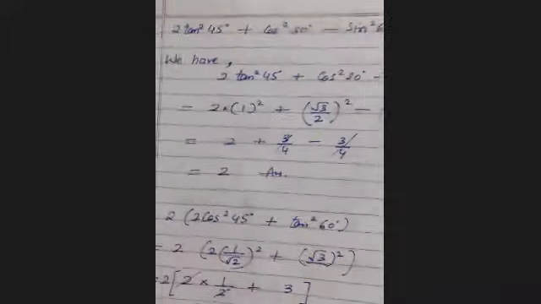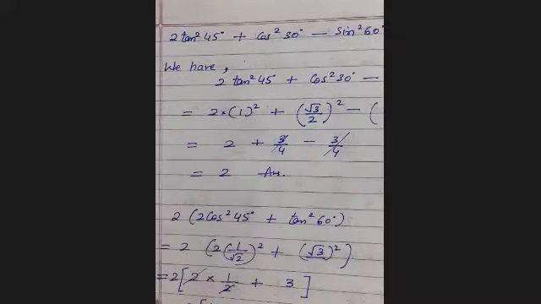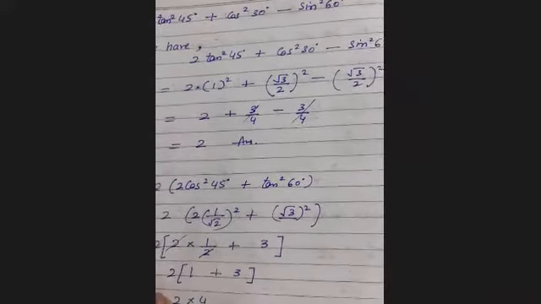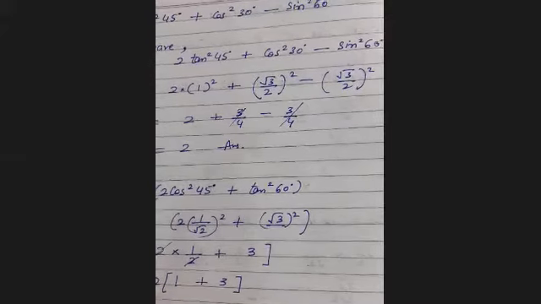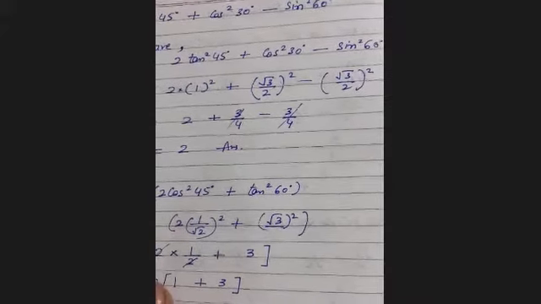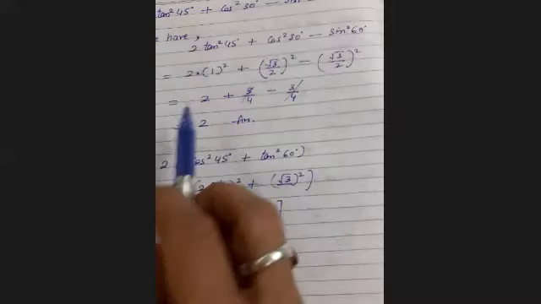And then in the next one: 2 tan square 45 degree plus cos square 30 degree minus sine square 60 degree. Here again, you have to substitute the values of tan 45, cos 30, and sine 60. By substituting the values, in all the cases, you have to do the square. By squaring, 3 by 4 is cancelled with 3 by 4, and the value is 2.